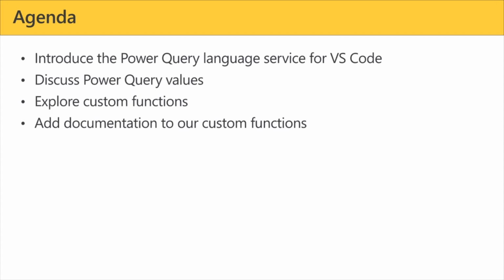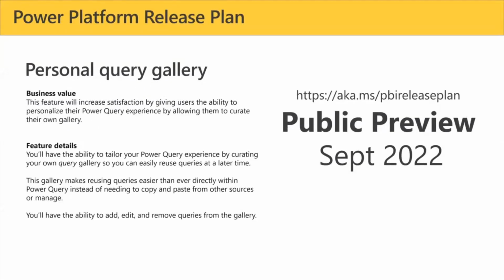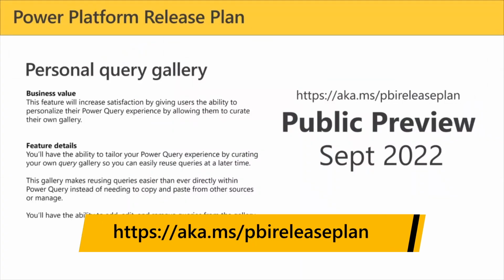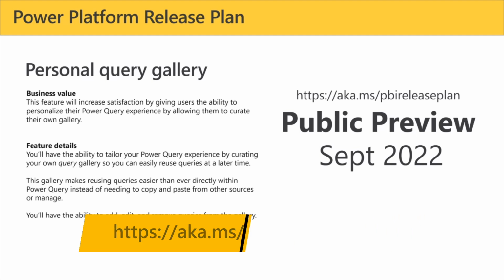So why do all of these things line up, and why am I so excited to be here? It's because in the Power Platform release plan coming up later this year, there's going to be a new feature release. This would be the personal query gallery. With this, we can take all of our custom functions and store these up in the Power BI service. This way we can easily reuse them. So we developed this really cool transformation today. We forgot which file we stored it in or which GitHub repo we'd saved a file out to. We can have it all up in the service. That's going to be awesome.